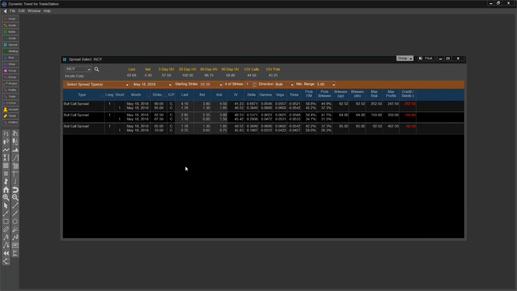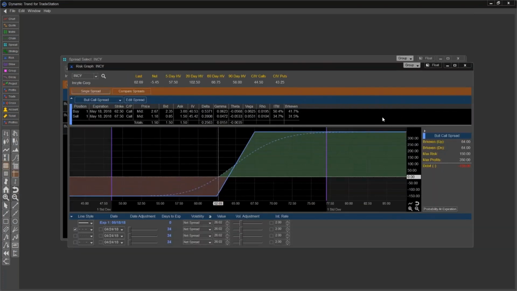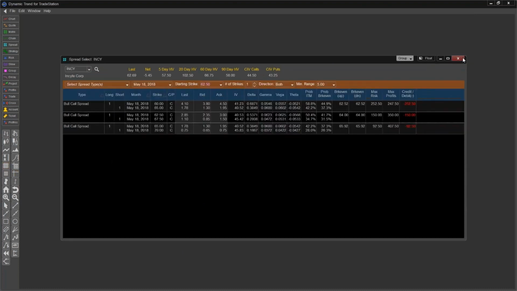So this is if you know exactly what kind of spread you're looking for and you want to establish something, you can use this and come in and right click. Now you can look at the risk graph and analyze it and so forth.